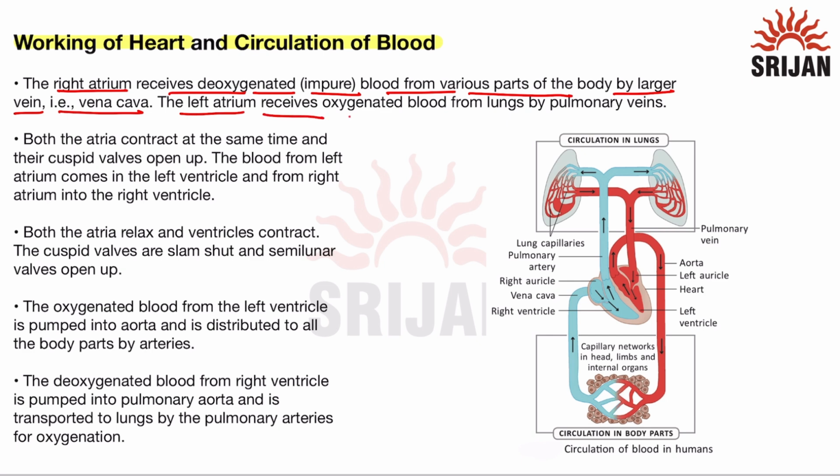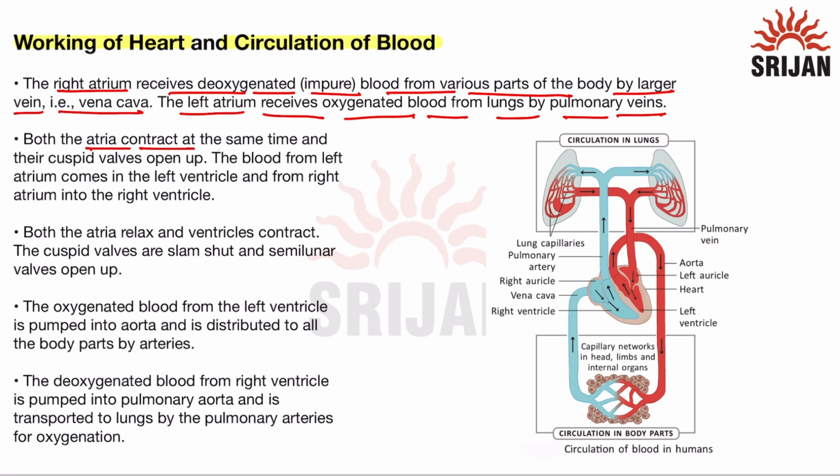So the left atrium will receive oxygenated blood from the lungs by the pulmonary veins. When the deoxygenated blood in the lungs gets oxygenated, it comes to the left atrium of the heart, which is carried by the pulmonary vein. So both the atria act as the receiving chambers of the heart.